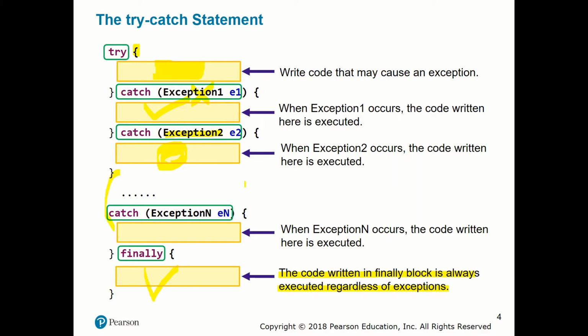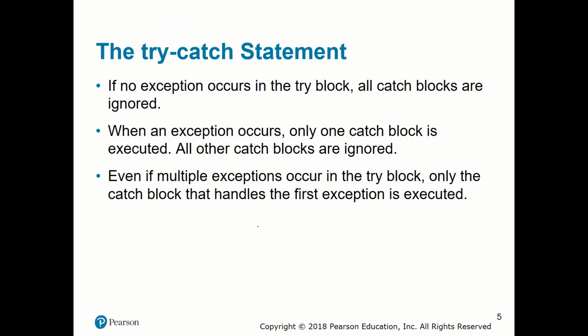And likewise, here if an exception occurs, and this is not that exception, this is not that exception, and if this is the exception that occurred here, then this block will be executed, and the finally block will be executed. Okay, so it looks like an if-else statement, right? Then I will sum up some important things here.